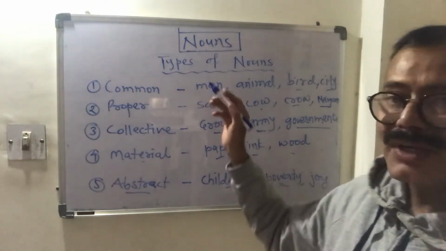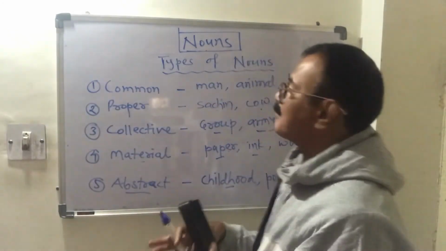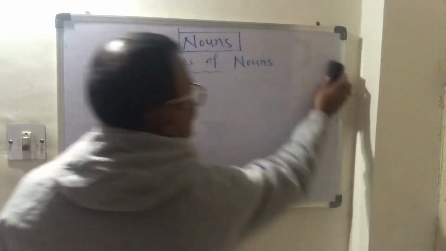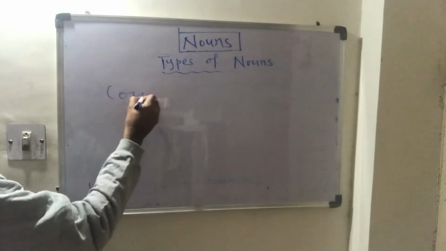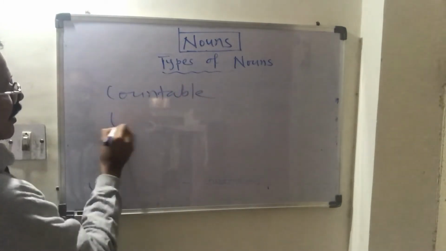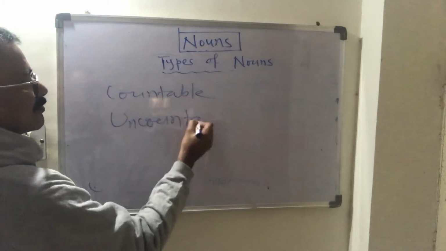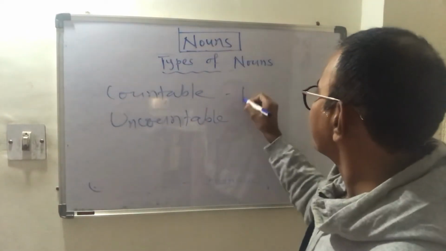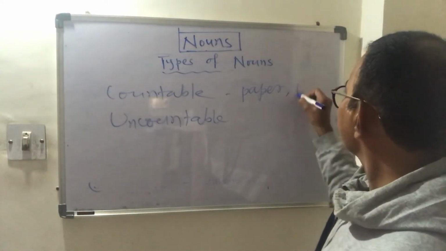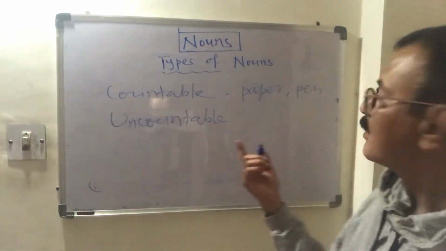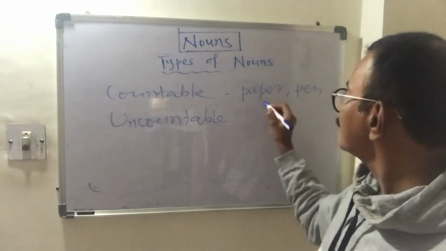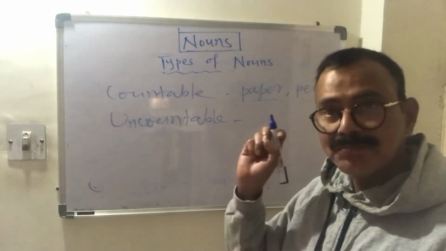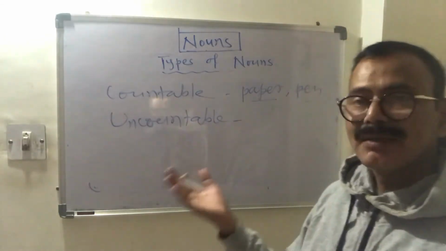Along with that, besides these types we also have a few other types of classification in nouns, such as countable and uncountable. Countable nouns, uncountable nouns. Countable nouns are those nouns which we can actually count. Paper, we can count the paper. Pen, we can count the pen. One pen, two pens, single pen, many pens. These nouns become countable nouns. There are certain nouns which we cannot count by the things. If we take them by the things, then we cannot count them.